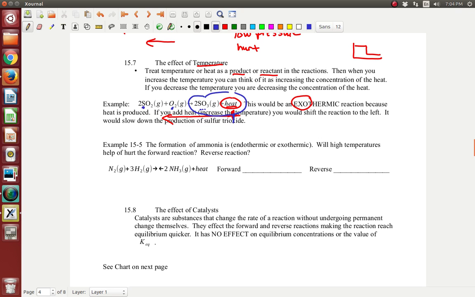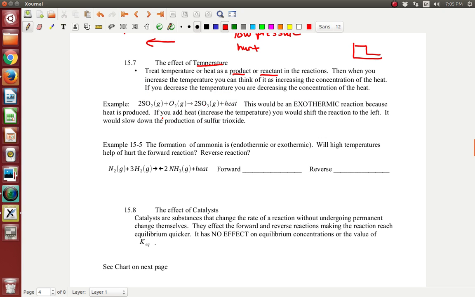So by increasing the temperature, I'm going to increase the concentration of SO2, and I'm going to increase the concentration of oxygen, because SO3 is going to fall apart into those pieces. So by increasing the temperature, the SO3 concentration is going to have to go down because I'm adding heat. Think of it as the same way as increasing concentration. Well, what if I decrease the temperature?